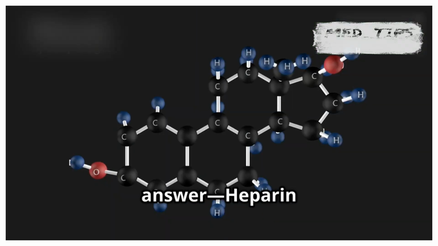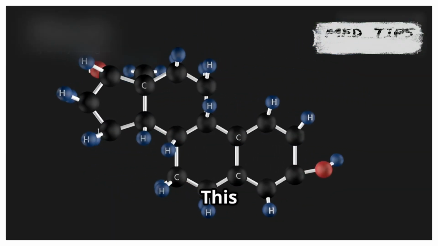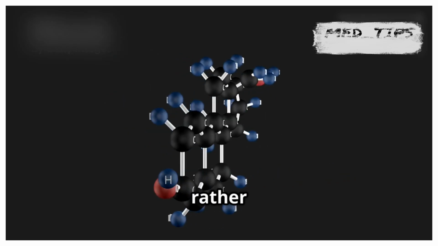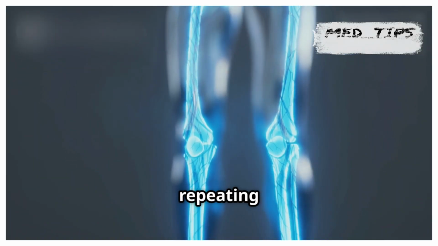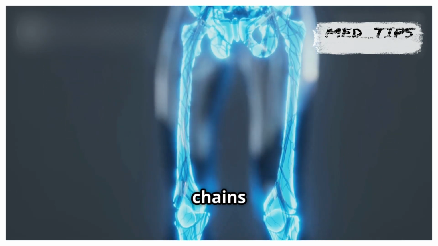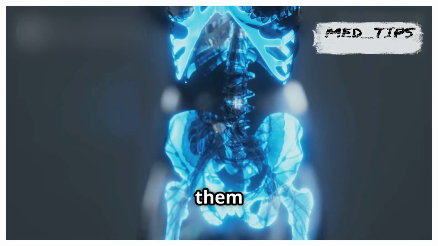The answer: heparin is a glycosaminoglycan, or GAG for short. This means it's not a protein or a fat, but rather a long, complex carbohydrate molecule. GAGs are made up of repeating sugar units, forming long chains that are highly negatively charged. This negative charge attracts water, making them extremely hydrophilic.